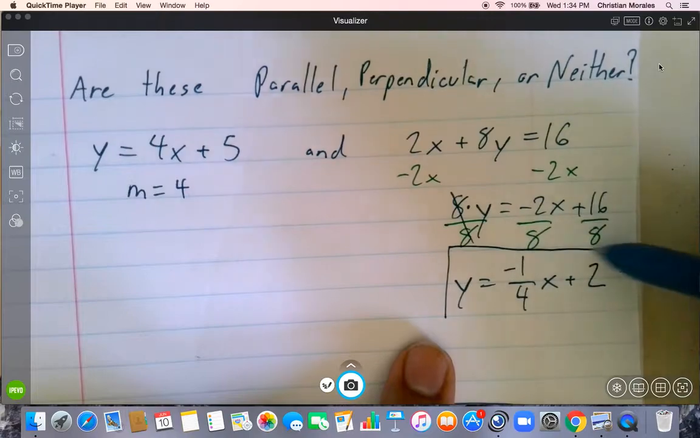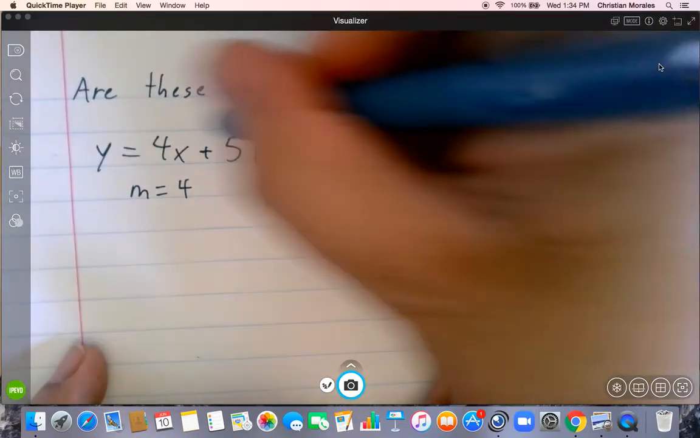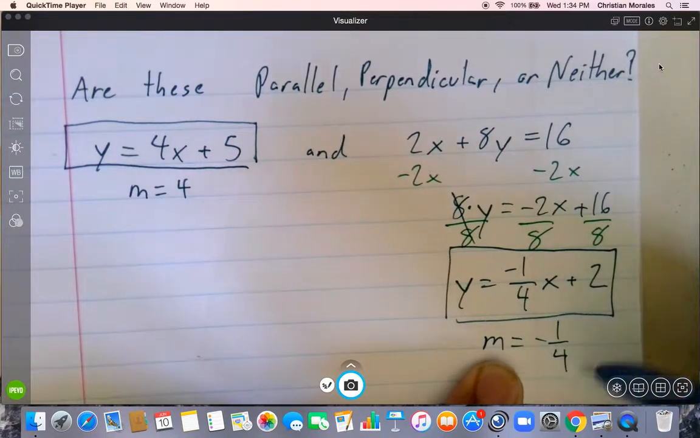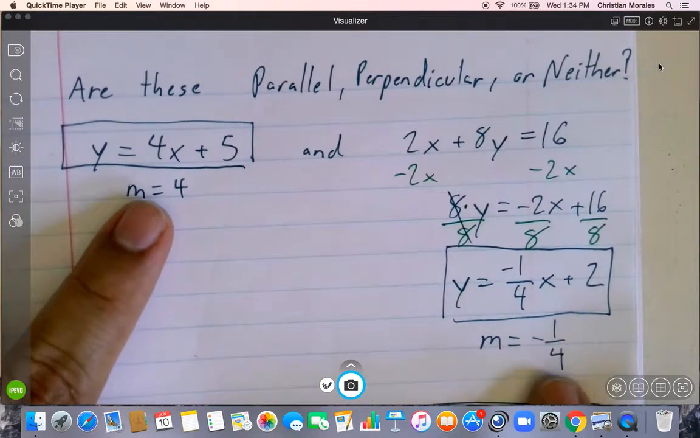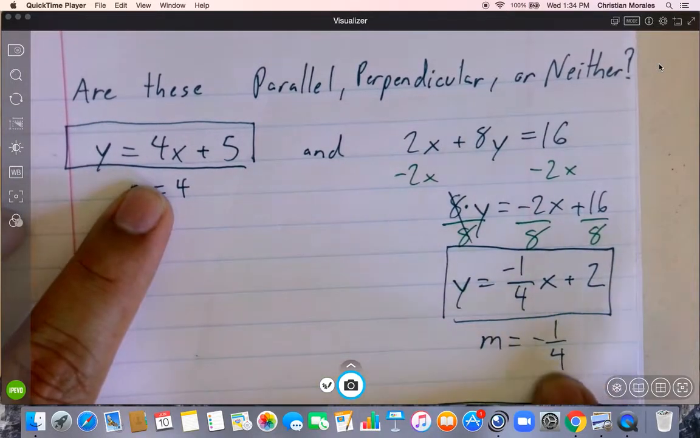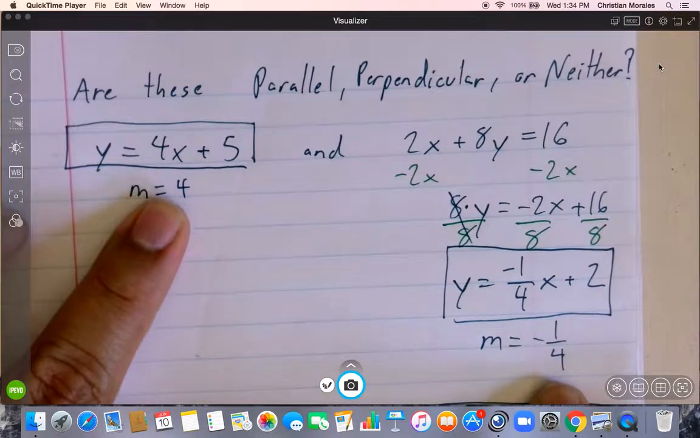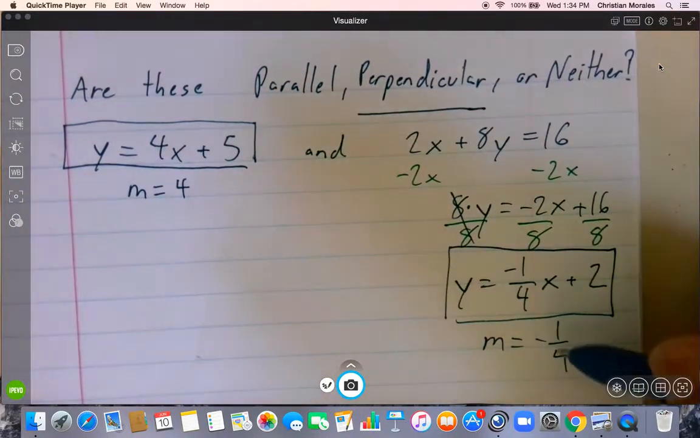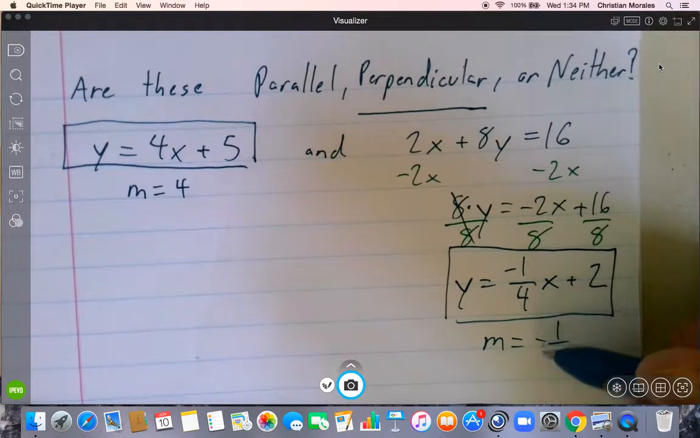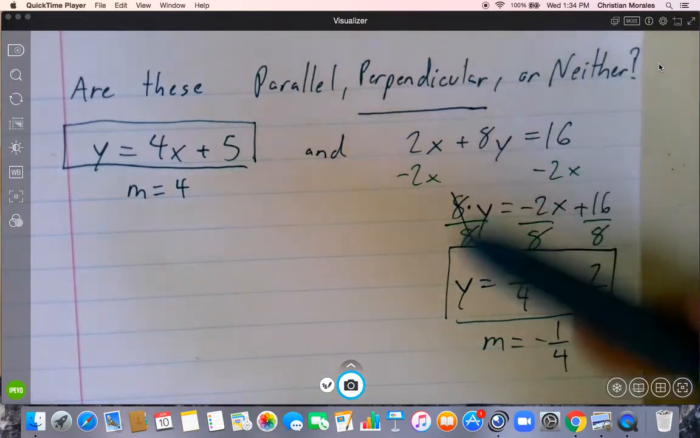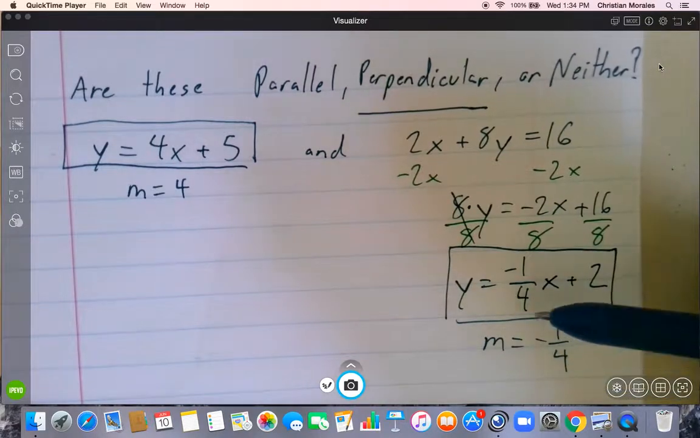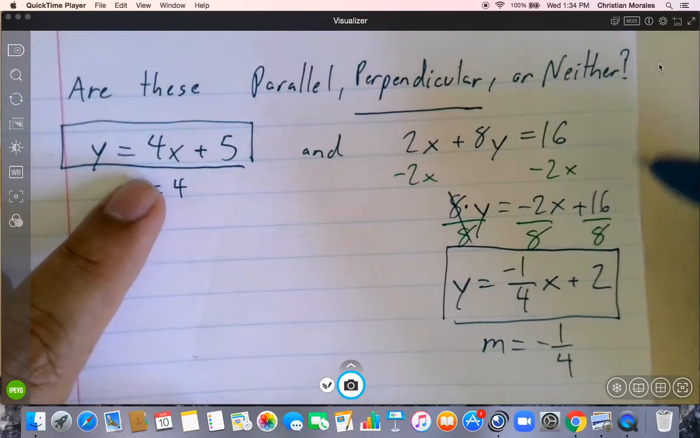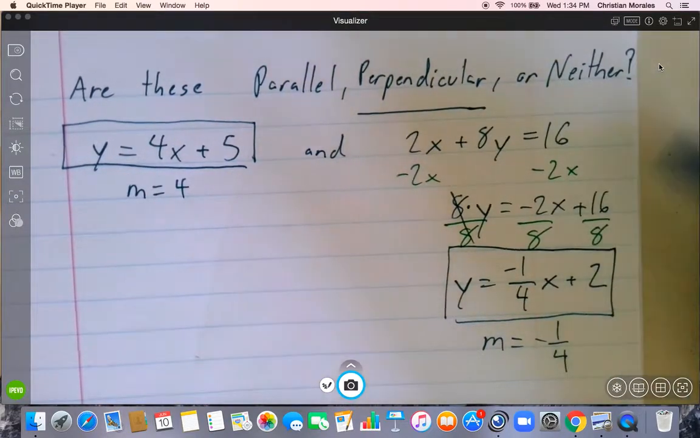Now, the reason I don't want a decimal is because now I can compare this to this. What is my slope? If you have a decimal, it's not going to be obvious. But when you have it as a fraction, oh wait, this is the negative reciprocal of that. These are perpendicular. Now, if it's not a negative, let's just say this was a positive sign, this would be neither. It needs to be a different sign as well. And if it was just a negative 4, if this was just a negative 4 and that was a positive 4, that would also be neither. Okay? It has to be a negative reciprocal.